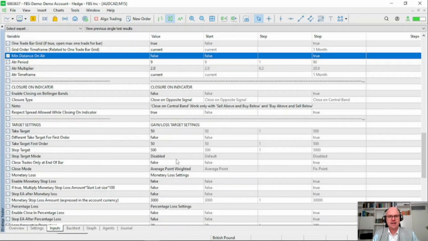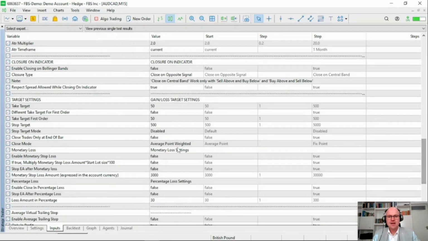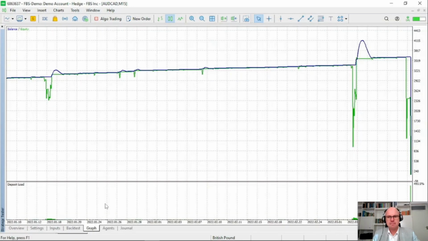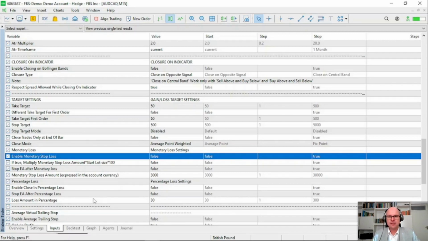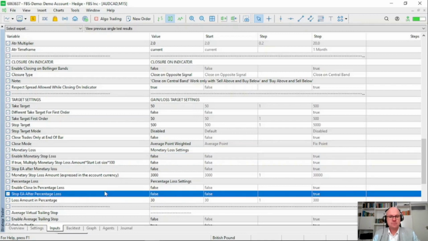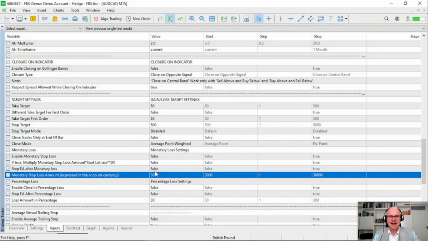Then we have our gain loss settings. Now the bot does offer 3 different options when it comes to loss management. Firstly, it offers you a fixed stop loss where you can set a stop loss from the initial trade. Additionally, you can also set a monetary dollar amount and, of course, percentage loss settings. For this, I'm going to use the monetary amount because we will be trading multiple set files on one account.